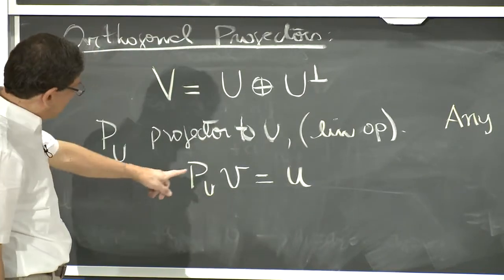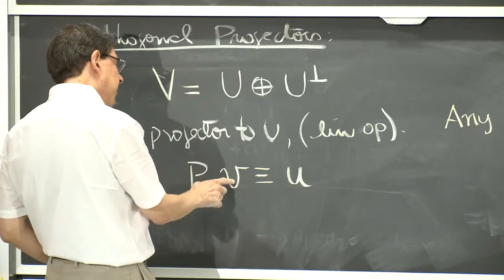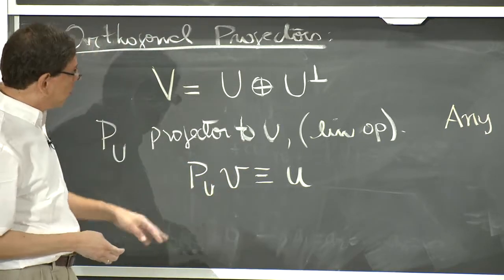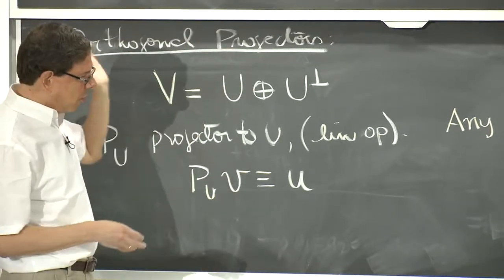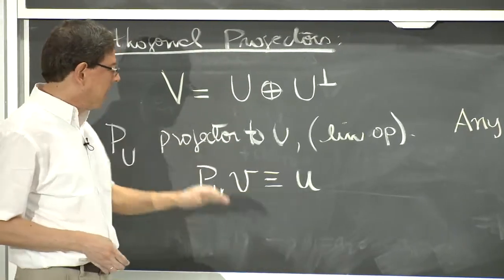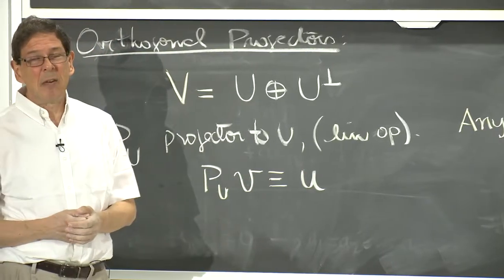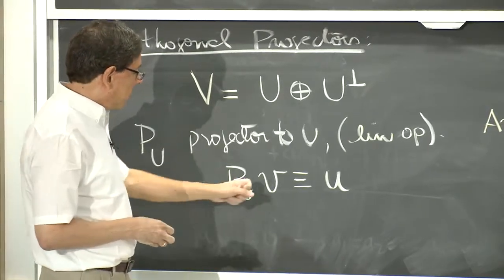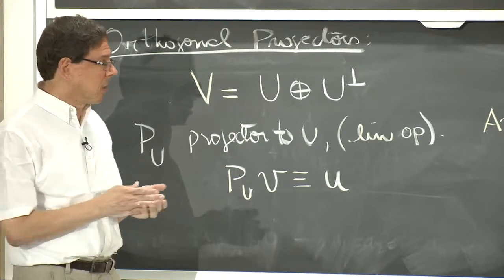You can think of this PU, that's a definition. Whenever you act on any vector, this is what you must do. You must decompose it as a vector in U plus the rest. You throw away the rest, and you keep that. That is the projection operator. And it's a linear operator. You would have to show it. This is the definition, and it's simple to show. It's a good thing to do.